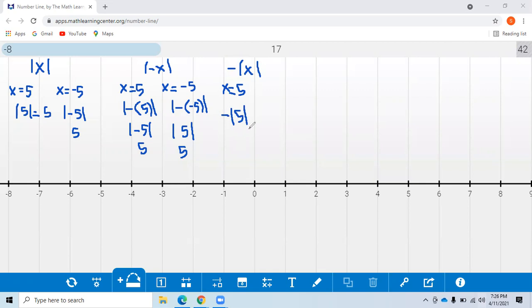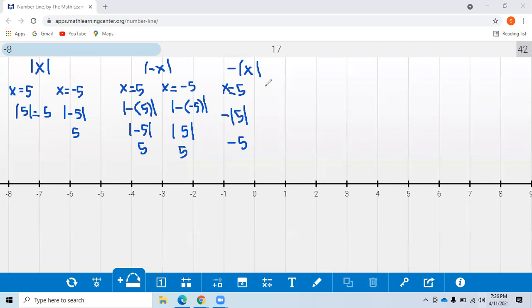Now we need to simplify the absolute value of 5 first and then apply the negative. So the absolute value of 5 is 5, and then we can apply the negative. So the opposite of the absolute value of 5 is negative 5.